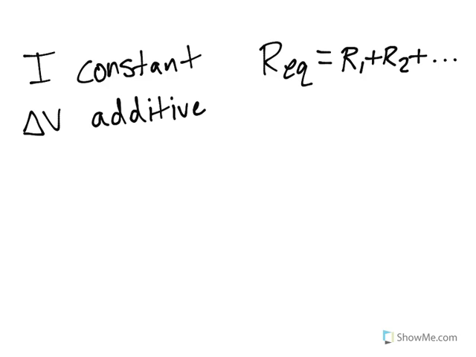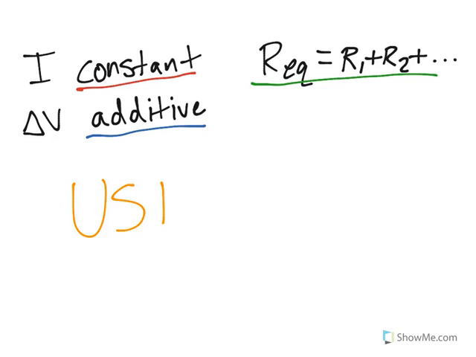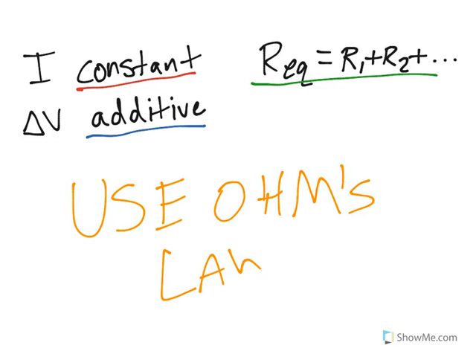So, things to remember with series circuit. Your current is constant. Your potential is additive. And to combine resistors, I just add them. Now, one more thing. Like I said in class, you better use Ohm's law. Because if you don't, you probably did something wrong.